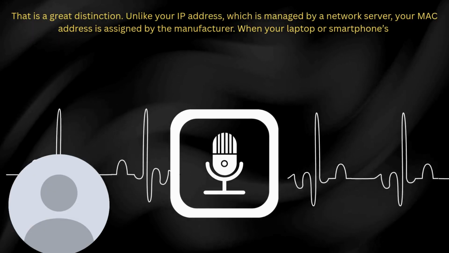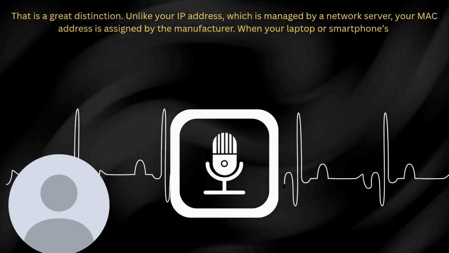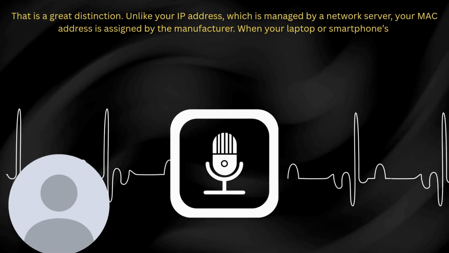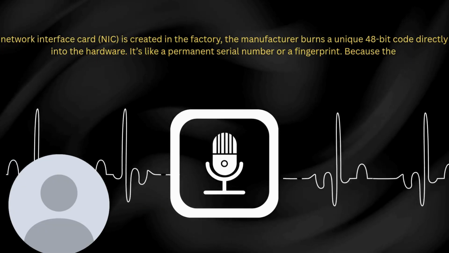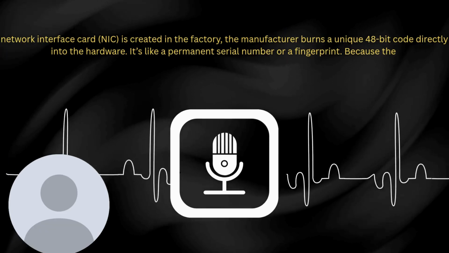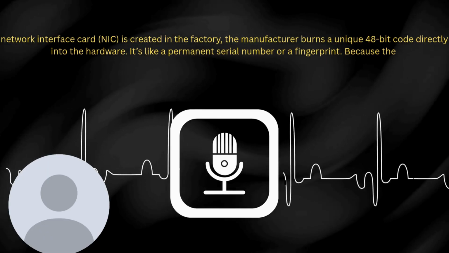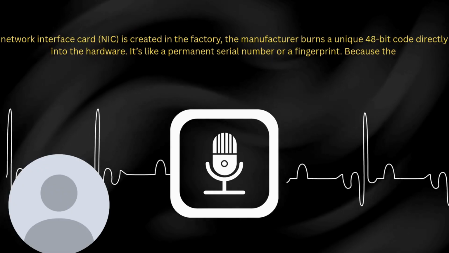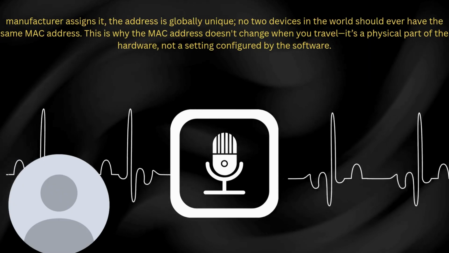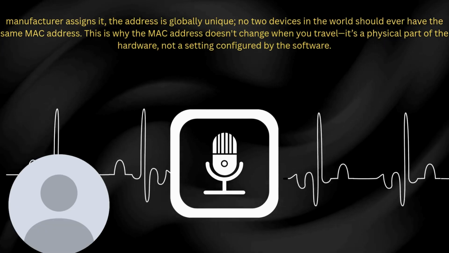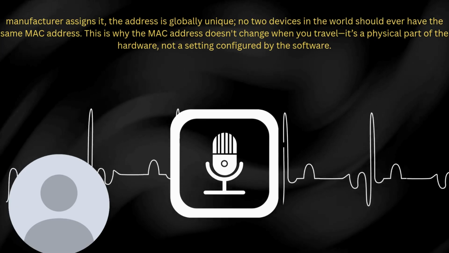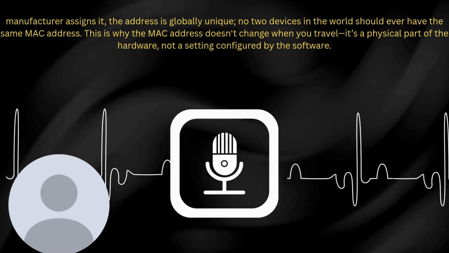Great distinction. Unlike your IP address, which is managed by a network server, your MAC address is assigned by the manufacturer. When your laptop or smartphone's network interface card, NIC, is created in the factory, the manufacturer burns a unique 48-bit code directly into the hardware. It's like a permanent serial number or a fingerprint. Because the manufacturer assigns it, the address is globally unique. No two devices in the world should ever have the same MAC address. This is why the MAC address doesn't change when you travel. It's a physical part of the hardware, not a setting configured by the software.